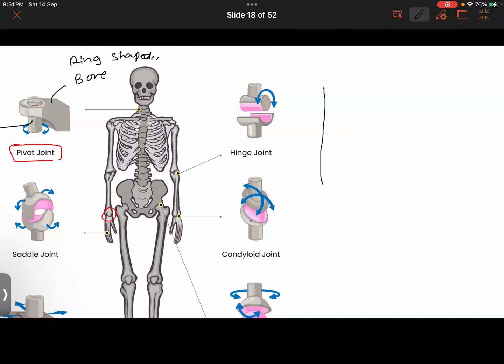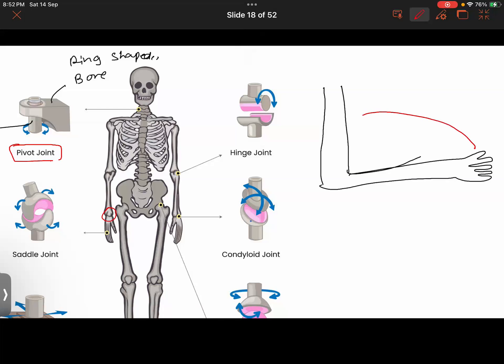Let us say that this is your hand. So how much movement will be possible? We'll be able to move it this much, and we'll be able to move it this much only. Meaning that I will be able to move it this much only.